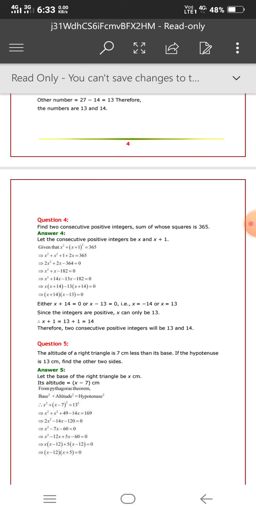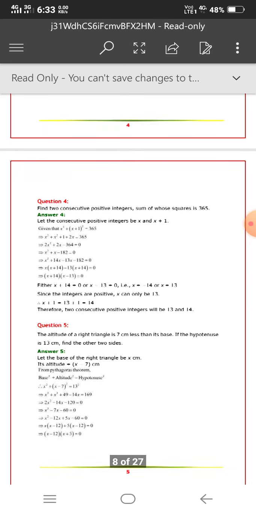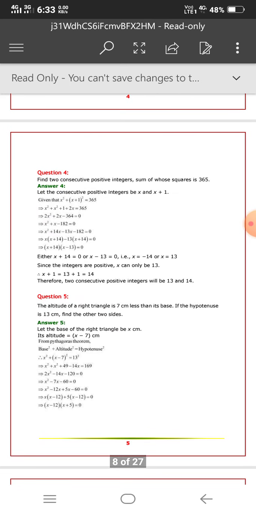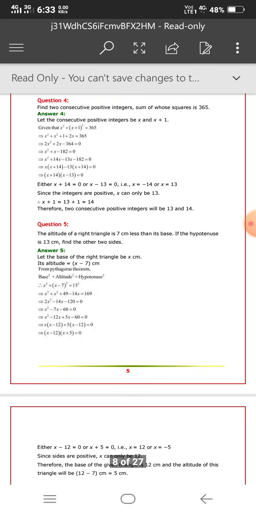After you simplify it, you get the quadratic equation and solve it by the middle term split method. You get (x plus 14) and (x minus 13) as the factors. So separately equating to 0, you get minus 14 and 13. So since integers are positive, we take only 13, not minus 14. अभी मैंने पिछली बार भी बताया कि इस तरह के अगर वर्ड प्रॉब्लम होंगे तो आप उसको समझ लोगे.